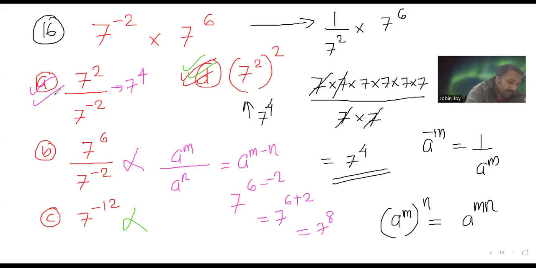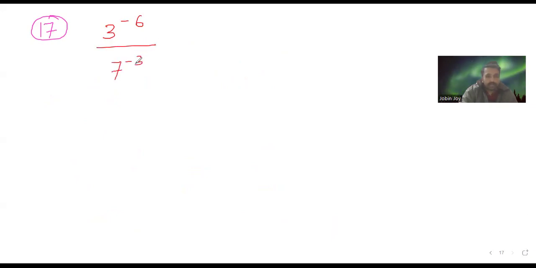Okay, next question. Question number 17. Select the equivalent expression: 3 raised to minus 6 divided by 7 raised to minus 3, the whole raised to 5.